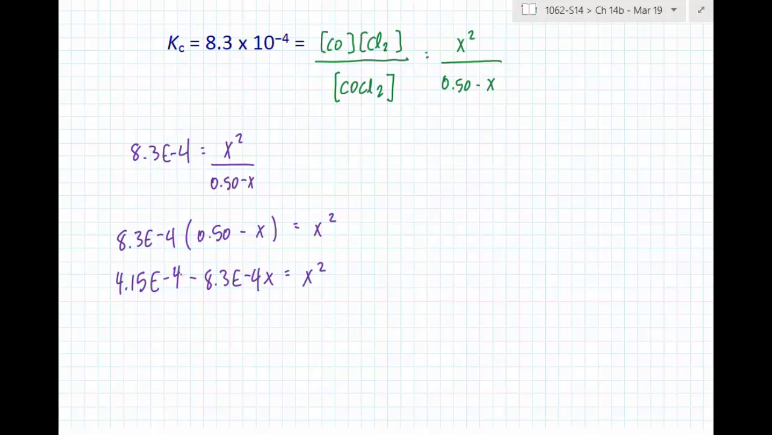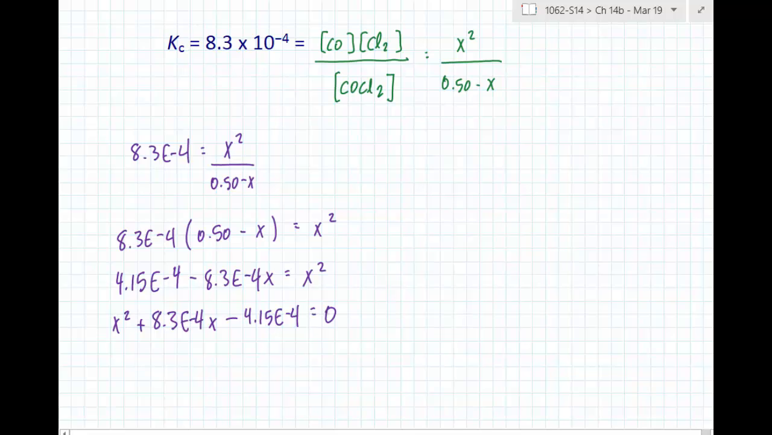So, how do we have to arrange this now? Everything has to go on the same side and be set equal to 0. And we have to use the quadratic equation. It ends up being easiest if we keep this coefficient of positive 1. So what I would recommend is doing x squared and then changing the signs of the other ones. Plus 8.3 times 10 to the minus 4 x minus 4.15 times 10 to the minus 4 equals 0.